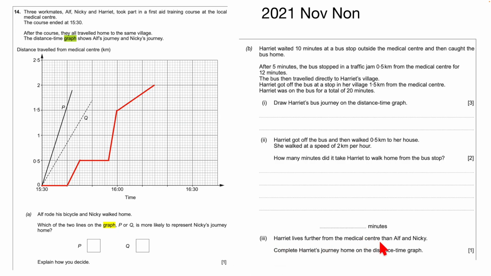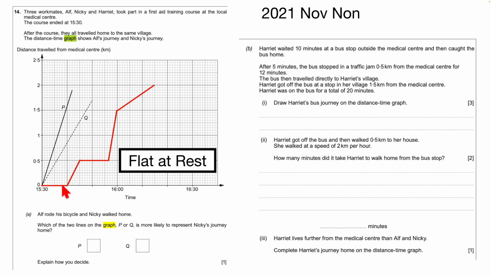Harriet lives further from the medical centre than Alf and Nicky. Well, she's got to get further away than him, and it's such a poorly written question, this. But she's got to get up here, really. You sort of intuitively know it's on a straight line. Terrible question, but it does show that when it's flat, you are at rest, and gradient is a sign of speed.